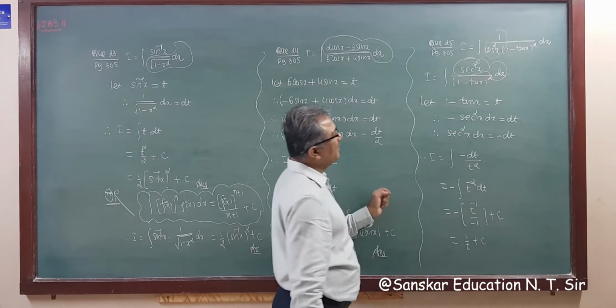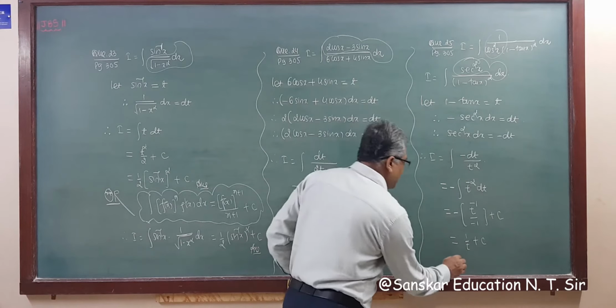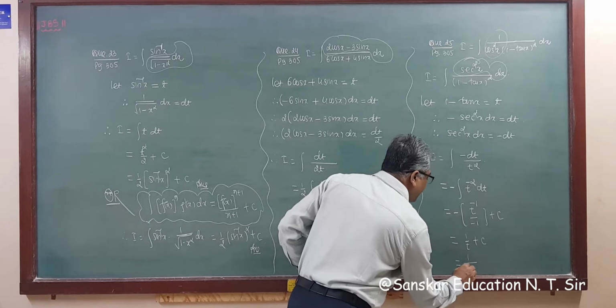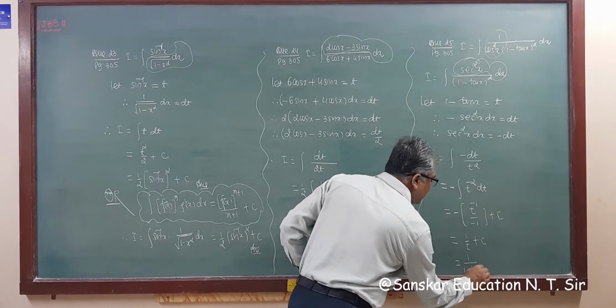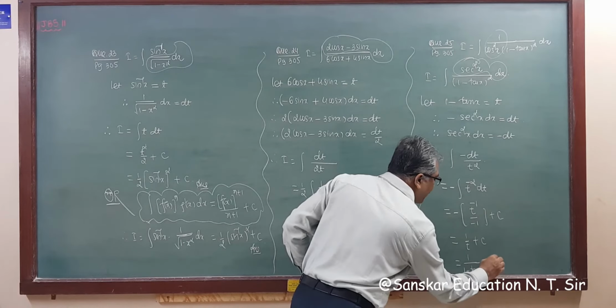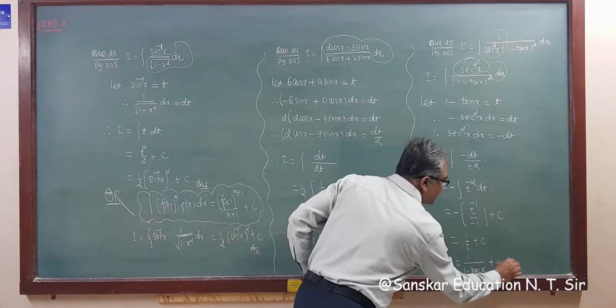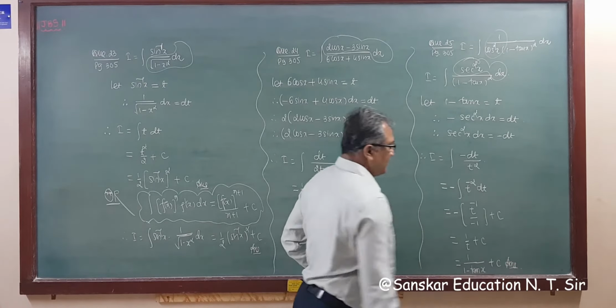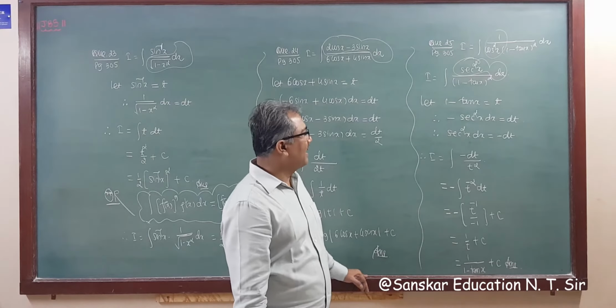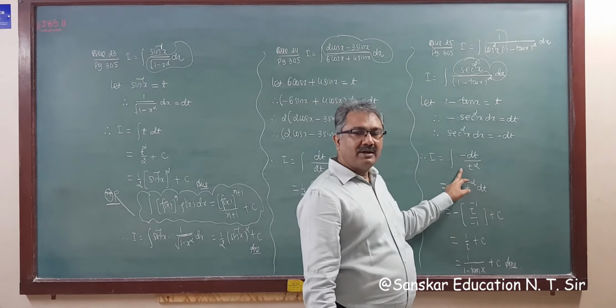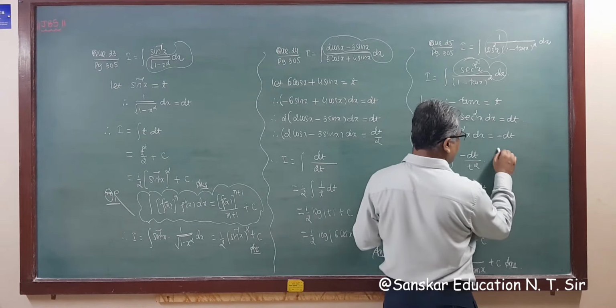And what is t? It is 1 minus tan x. So answer will be 1 upon 1 minus tan x plus c. So this is your answer, right? Either you can apply it from here. Integration of this, you have to remember this formula.